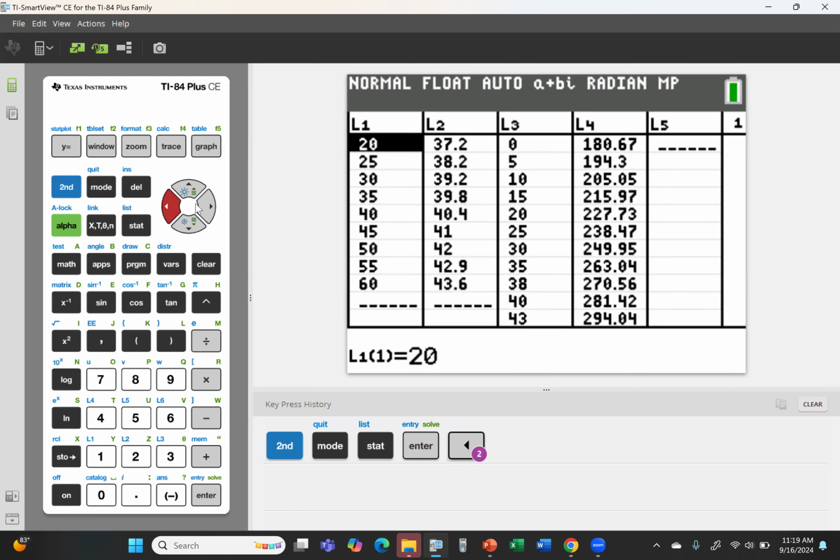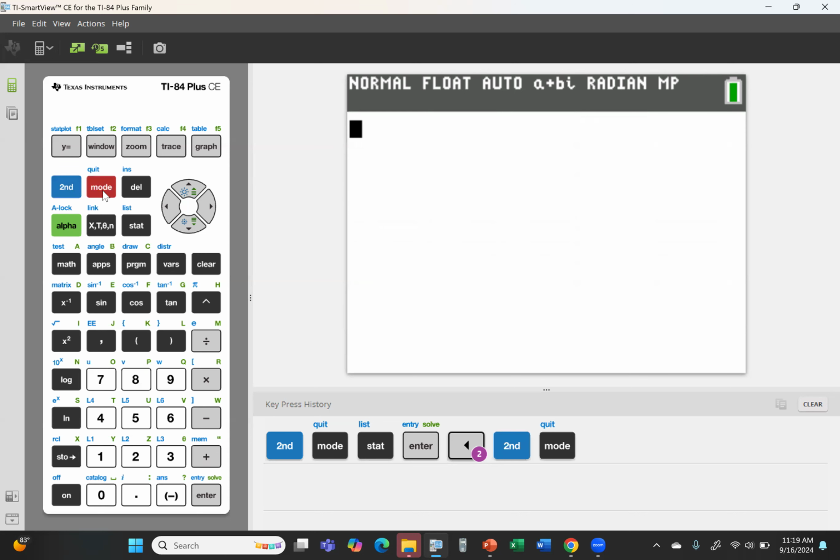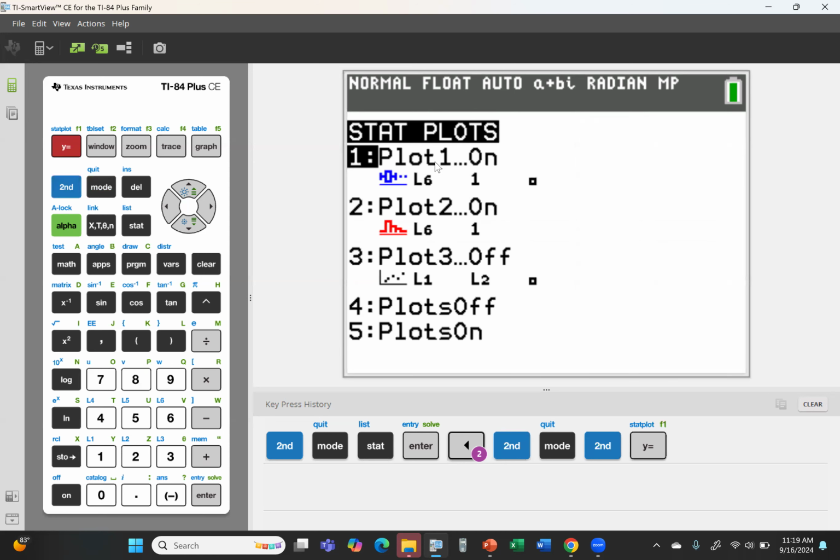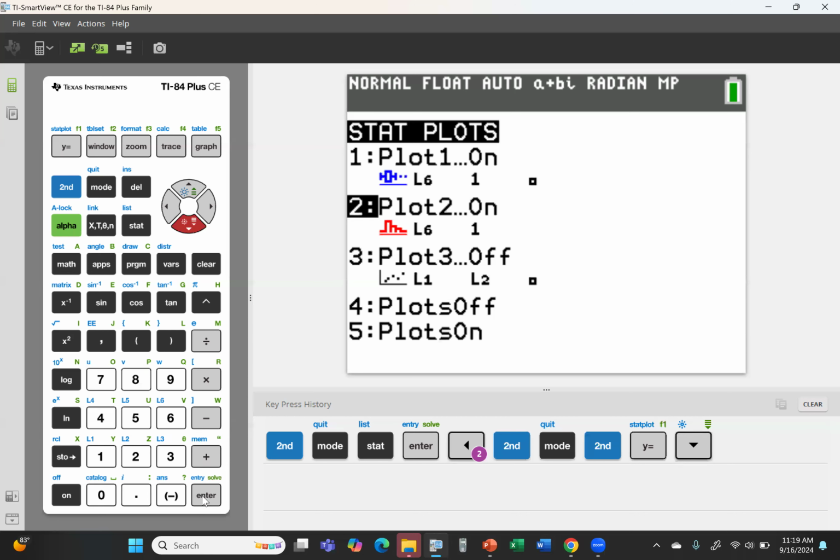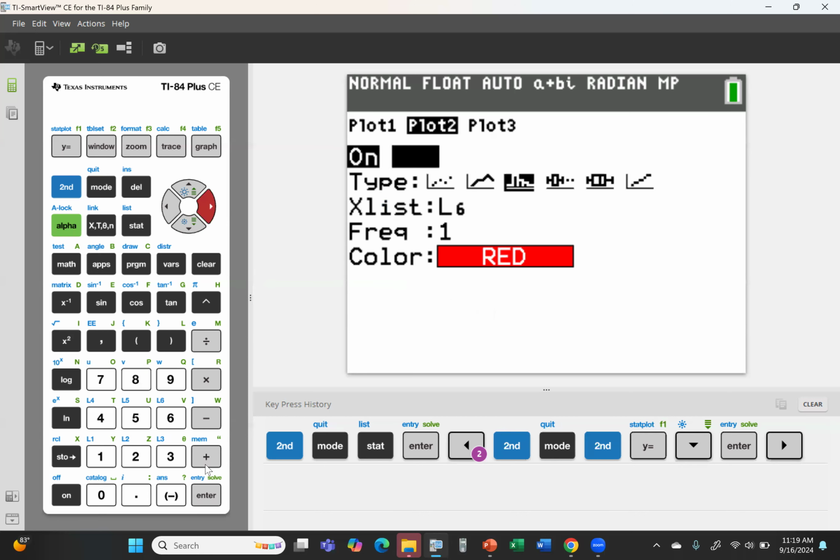Now we want to create a scatter plot of that data. So I'm going to exit out of my list with second mode to get out, and then go to my stat plots: second, y equals, and turn on my stat plot. Okay, I've got my plot on. I've got two plots on because I was doing this in statistics, so I'm going to turn that second plot off real quick. We were plotting in the stats class.